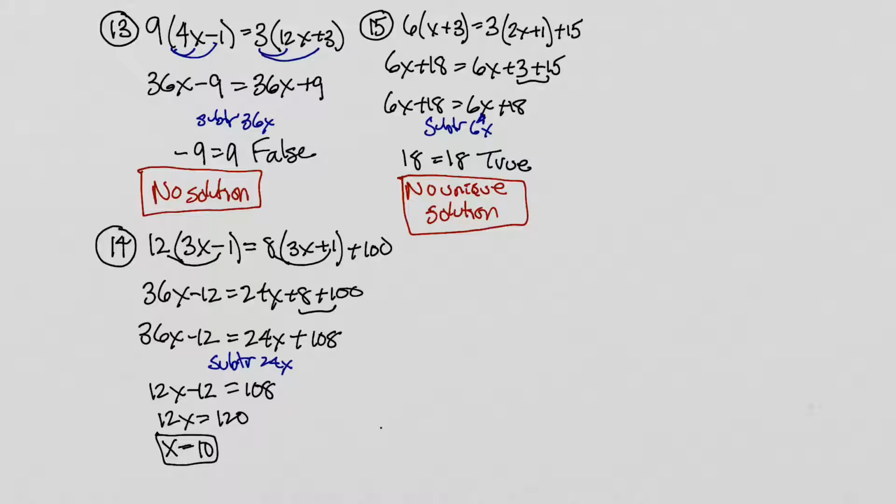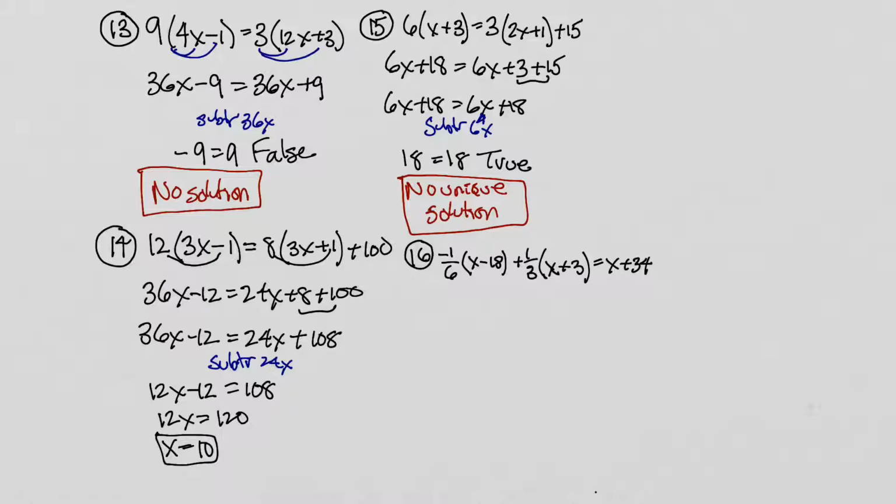Let's just go back and look at what we did over here in 13. In 13, we worked all the way through. We eliminated the variables. We got a false statement, no solution. In 15, we eliminated all the variables. Got a true statement, no unique solution.